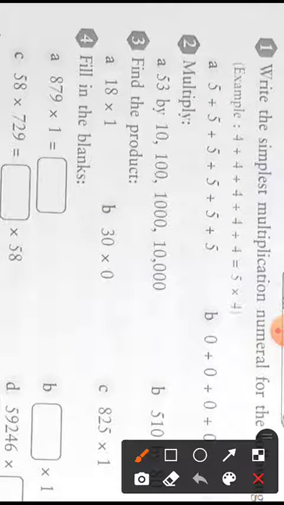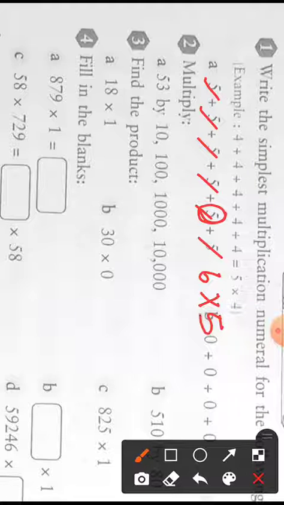So let us see. You have to first count what number of 5s are here. So count: 1, 2, 3, 4, 5, 6 are there. So you will write 6 first. Then what we counted, 5. So you put a multiply sign and then write 5. So this is how we will write the simplest multiplication numeral for the numbers given here. So same we will do with this.